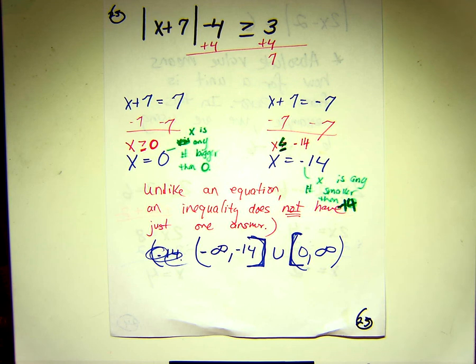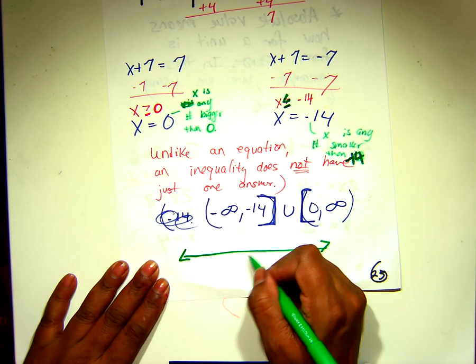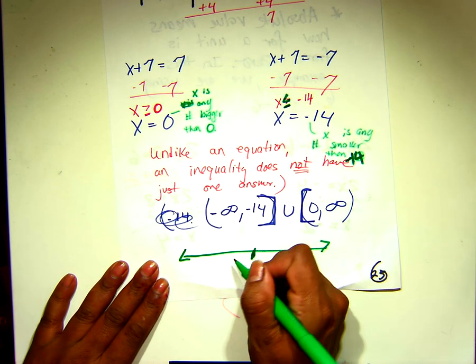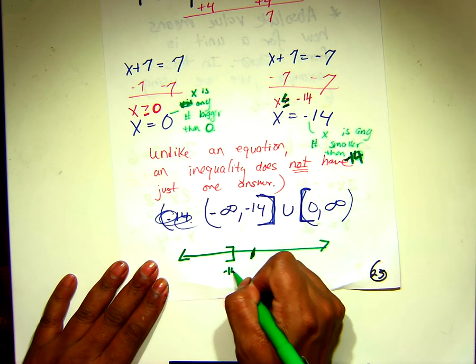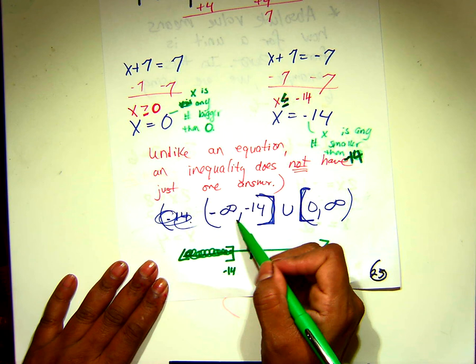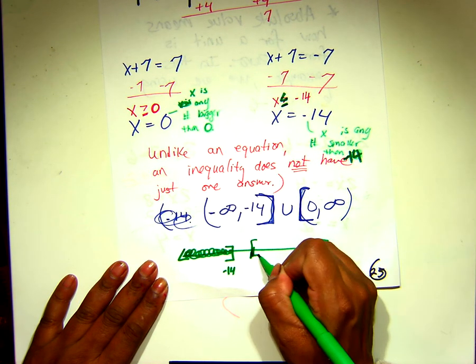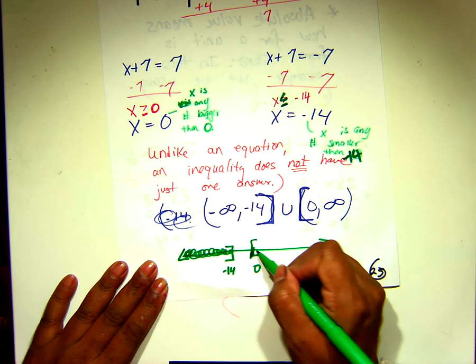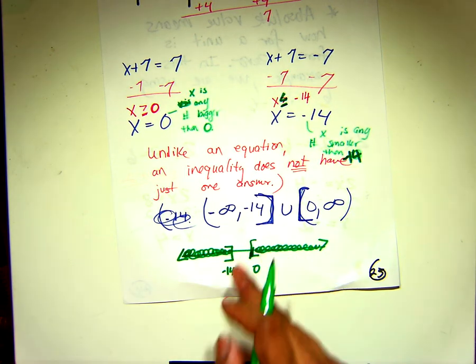So if I had to draw this on a number line, we know that we're going to have a bracket at negative 14, and it's going to be shaded to the left because I got everything to negative infinity. Then I'm going to have a bracket at 0, and then everything is going to be shaded to the right because I got positive infinity.